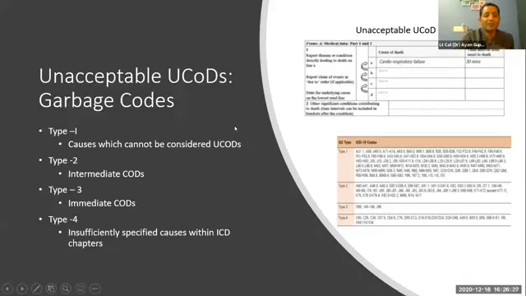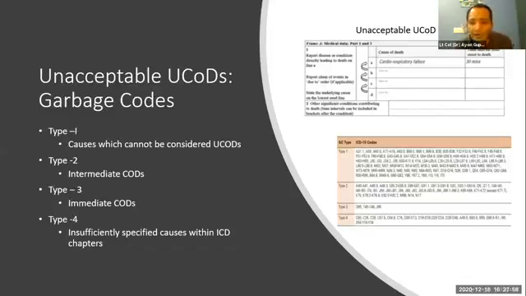So what are these unacceptable U codes? Those who had attended the last seminar would remember the concept of garbage codes. So garbage codes are these unacceptable underlying causes of death. And they are of 4 types, causes which cannot be considered underlying causes of death, like type 1 causes. In type 1 there is something called N40. N40 is the ICD code for benign prostatic hyperplasia. So BPH cannot be a cause of death. So that is a type 1 garbage code.